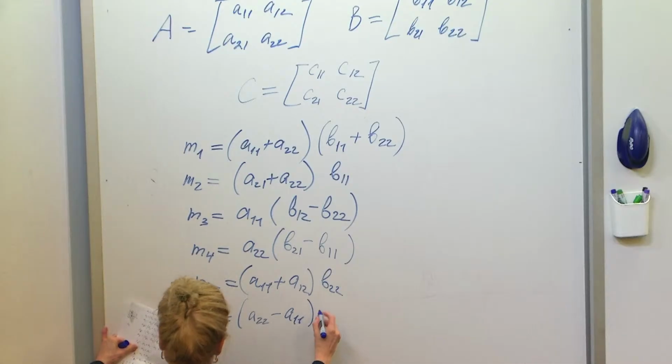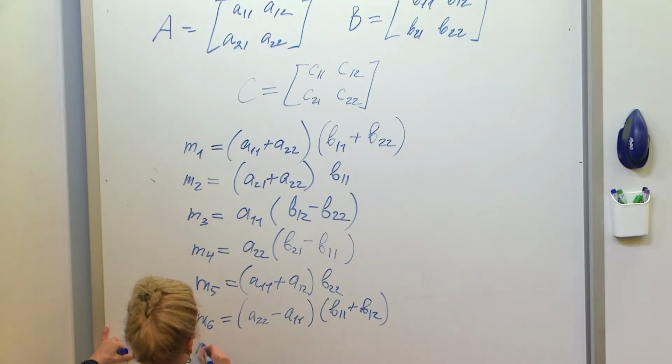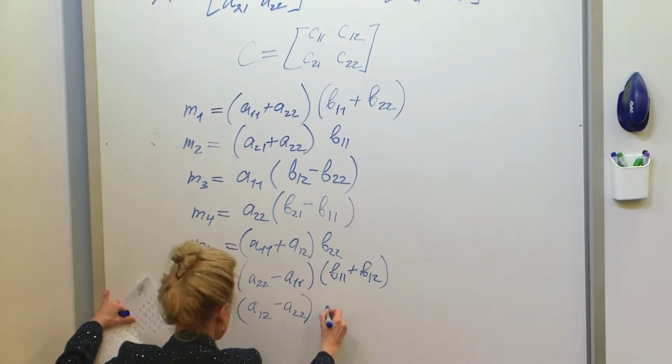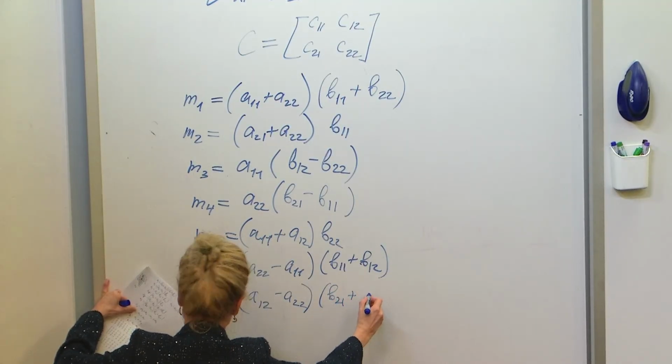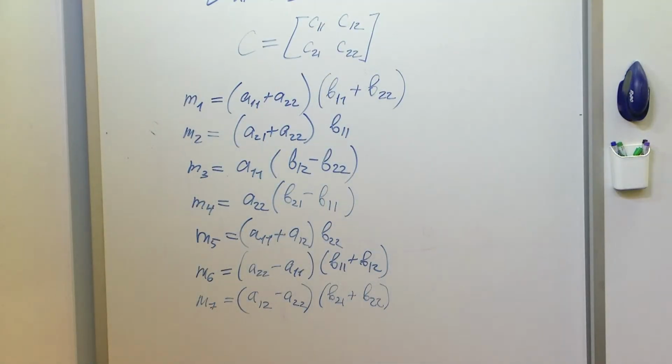There is a reason why I'm writing this, so not just to show that these are the formulas. And finally, M7, which is going to be A12 minus A22 times B21 plus B22. Okay? So it turns out that these 7 intermediate products are enough to reconstruct C linearly. So these are not yet the values of C, but you can combine them linearly, and in fact, just by adding and subtracting those values, you will get to the values of C.